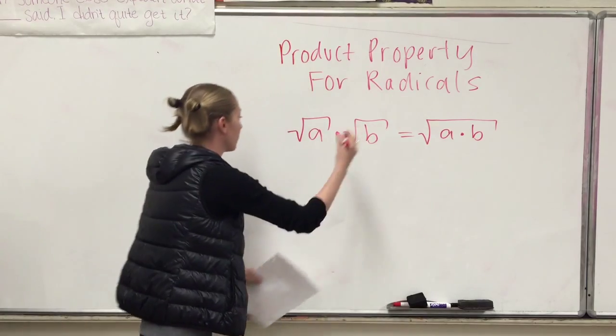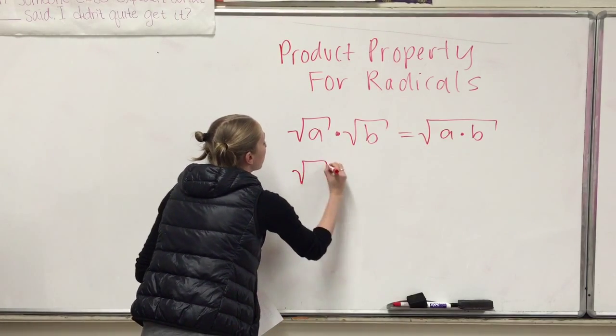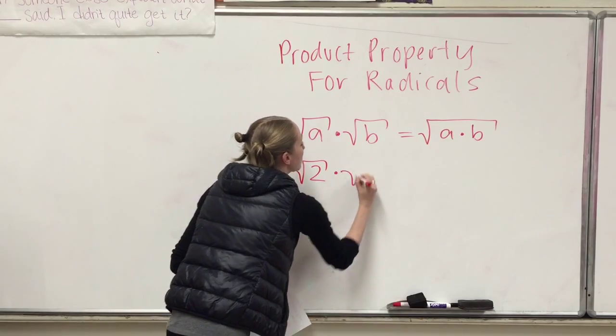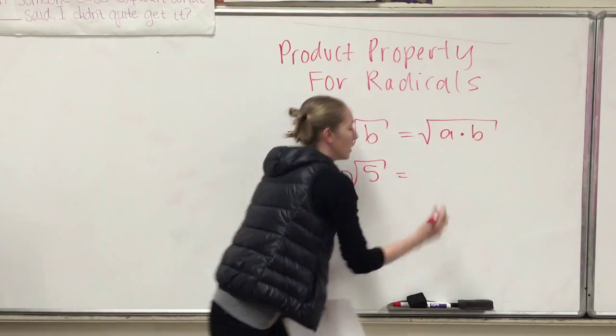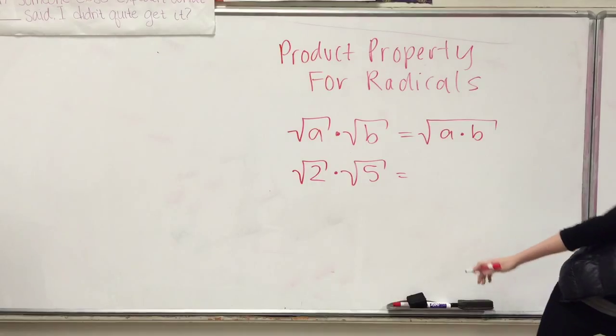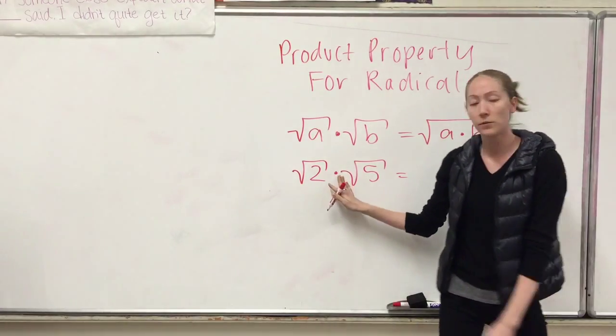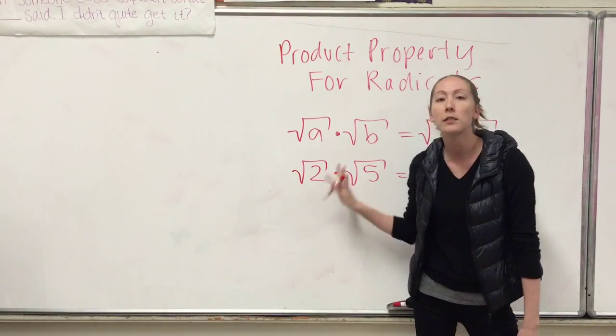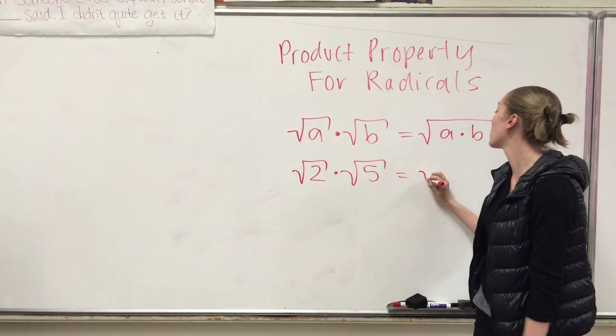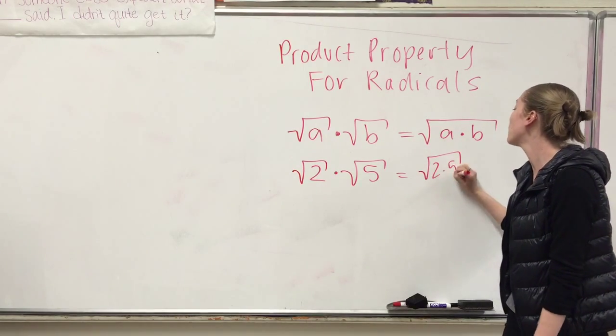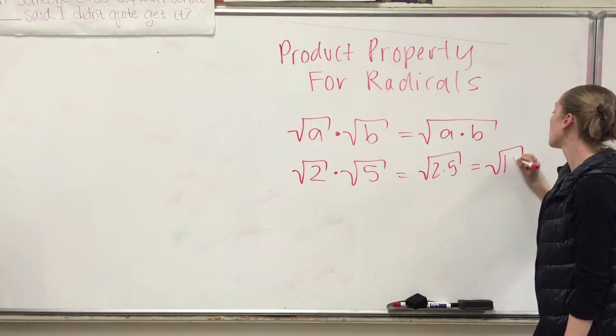So here's our first one. The square root of 2 times the square root of 5. Now what I'm seeing here, guys, is that we have two separate roots connected with multiplication. What we can do here is combine them underneath the same root. So I'm going to show a quick in-between step, 2 times 5, which creates the square root of 10.